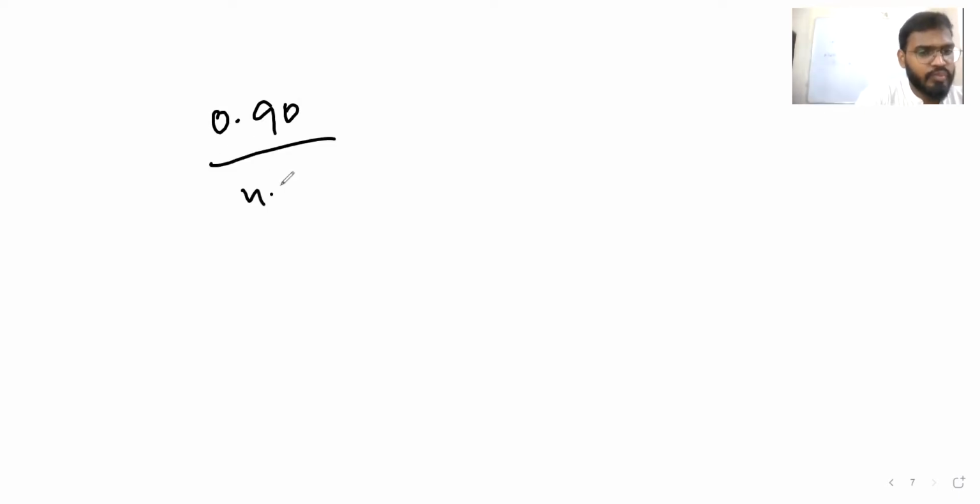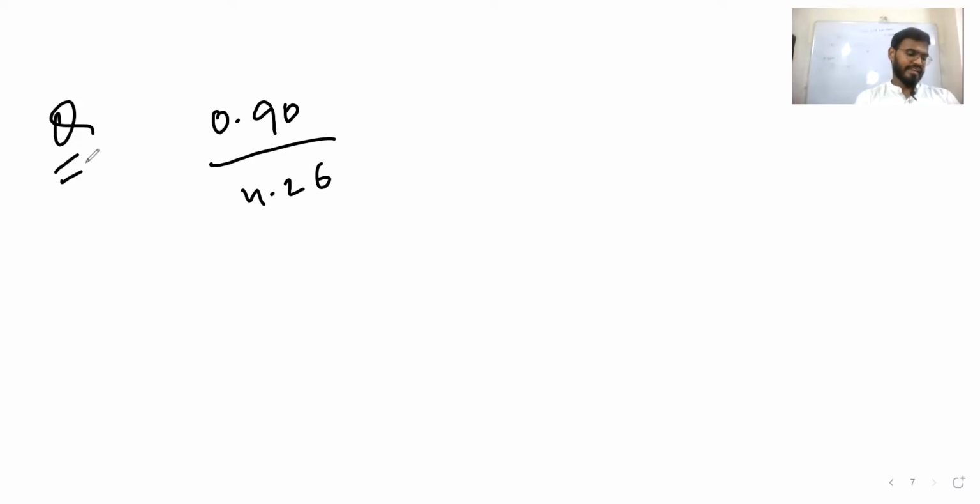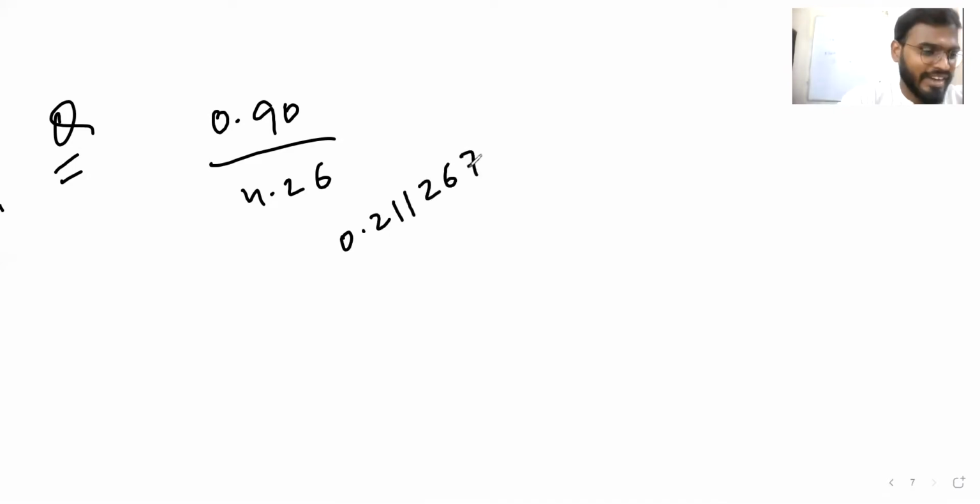Let's see the next question: 0.90 divided by 4.26. What is the least number of significant digits here? It is 2. So that should be the answer, right? After the significant digits, how many are there? 2. So 2 should be in the answer. Let me calculate again from the mobile. It is easy now. 0.90 divided by 4.26. So the answer comes around 0.211267606. That is the answer we got here.